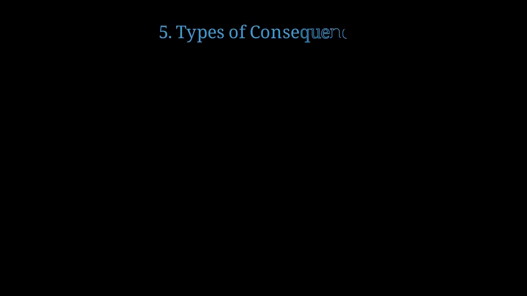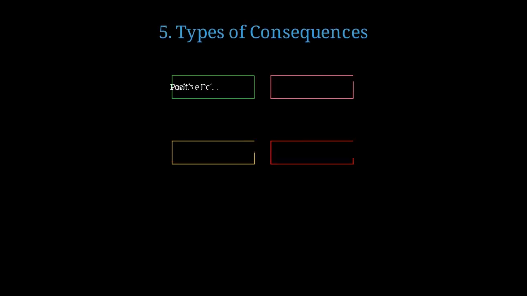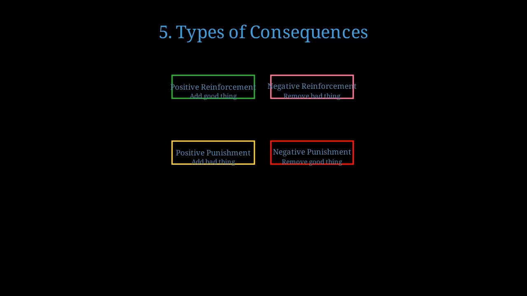There are four main types of consequences in operant conditioning. Positive reinforcement adds something good, negative reinforcement removes something bad, positive punishment adds something bad, and negative punishment removes something good. The consequence that follows a behavior directly influences whether that behavior will increase or decrease in the future.